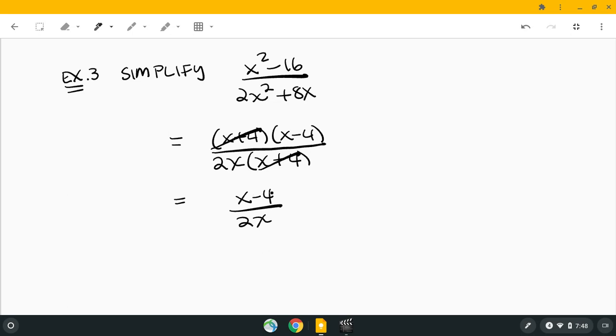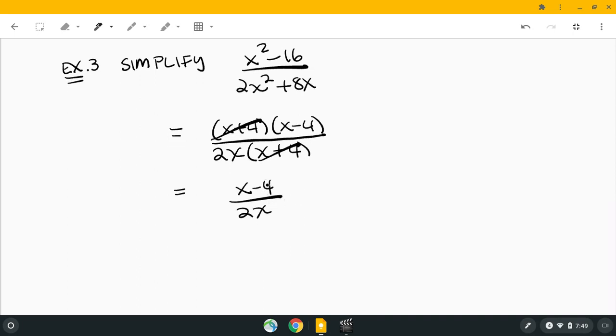Make sure, see how this 4 is connected to this x by subtraction. If it's connected by addition or subtraction, you can't cancel it. Okay. So do not cancel the 2 and the 4. I see that every single year, every single semester. So if it's connected by addition or subtraction, you cannot cancel it.